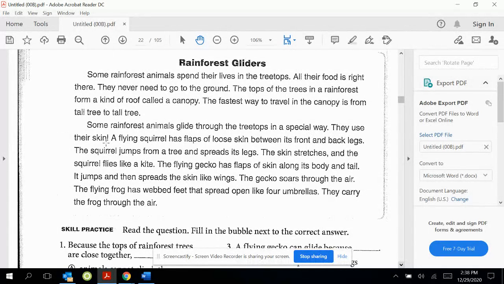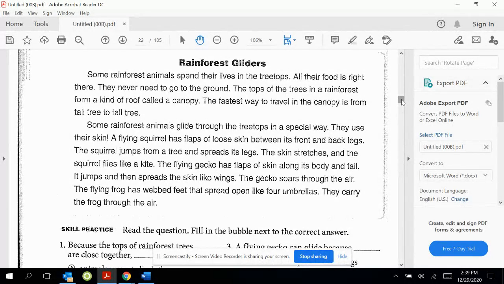They use their skin. A flying squirrel has flaps of loose skin between its front and back legs. The squirrel jumps from a tree and spreads its legs. The skin stretches and the squirrel flies like a kite. The flying gecko has flaps of skin along its body and tail. It jumps and then spreads the skin like wings. The gecko soars through the air. The flying frog has webbed feet that spread open like umbrellas. They carry the frog through the air.